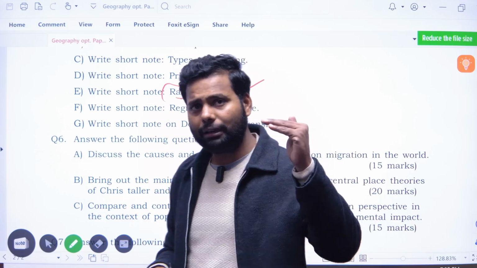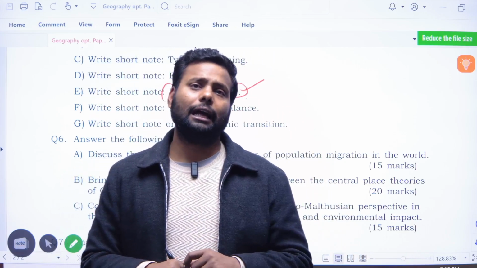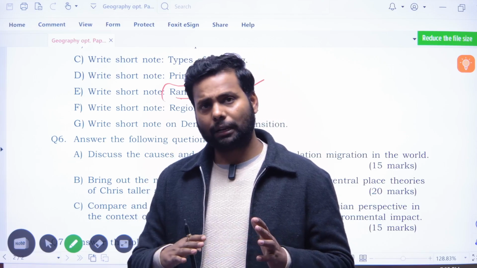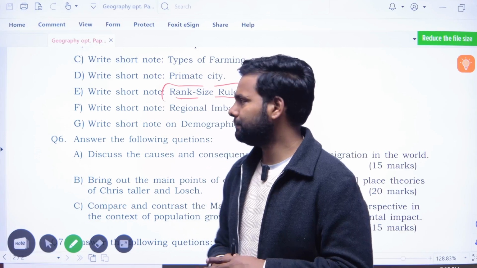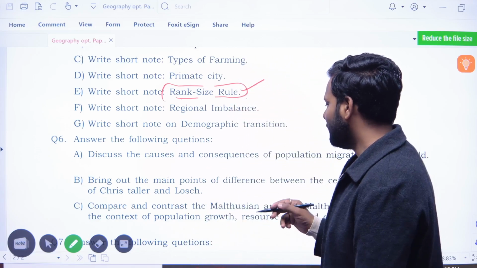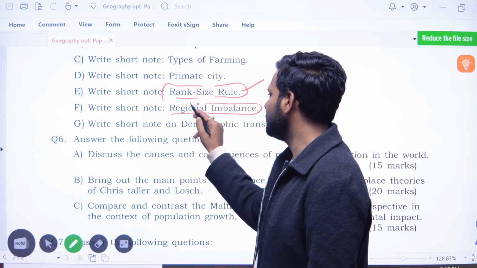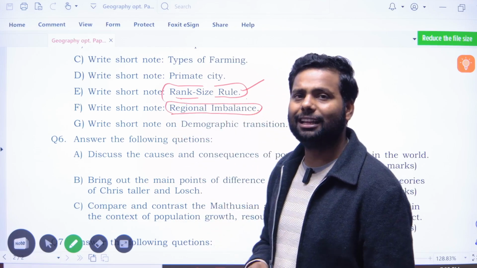It is the urban hierarchical development, how the cities have been developing, and you can say that it is the opposite of the primate city. In the next question, write a short note on regional imbalance.